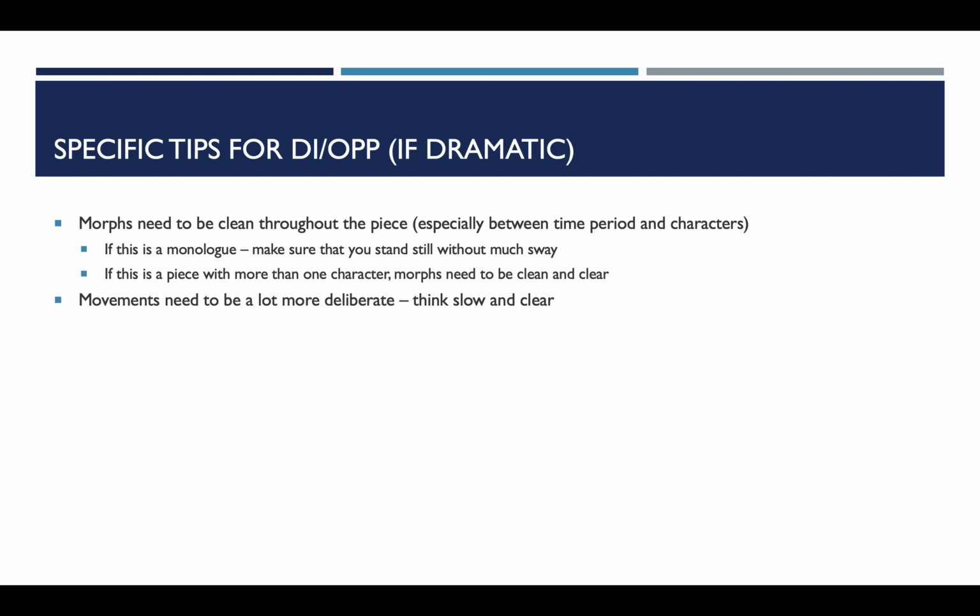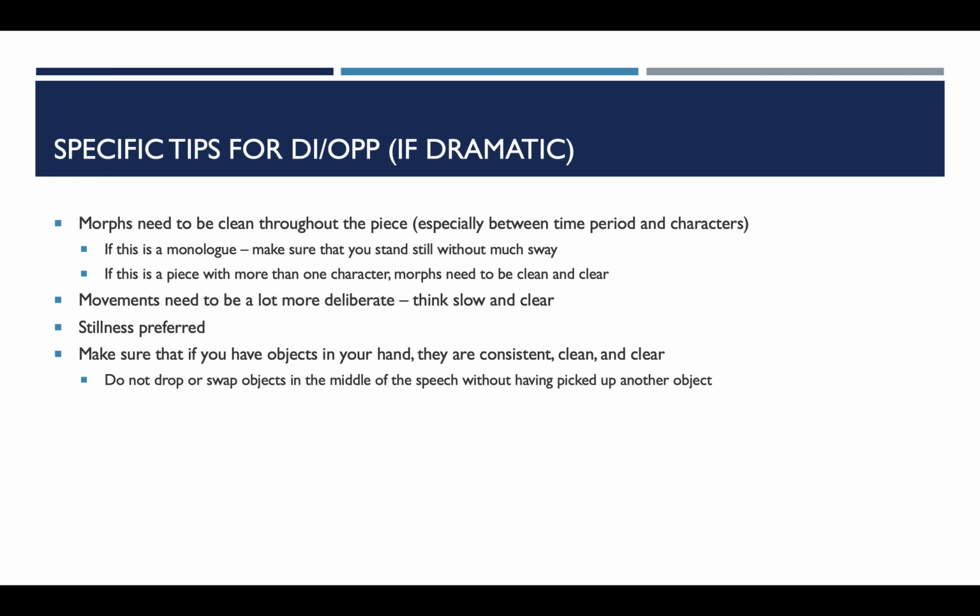Movements also need to be a lot more deliberate. Again, think slow and think clear. Stillness, especially in those DIs, especially when you get towards the climax, especially when you start building. We want and we prefer a DI in which you are not confusing the judges about what is going on in the piece. And again, this is similar and same with the characters, right? Like I mentioned in our previous videos on blocking and morphing, as well as popping, you want to make sure that judges aren't confused about which characters you're in throughout your speech.